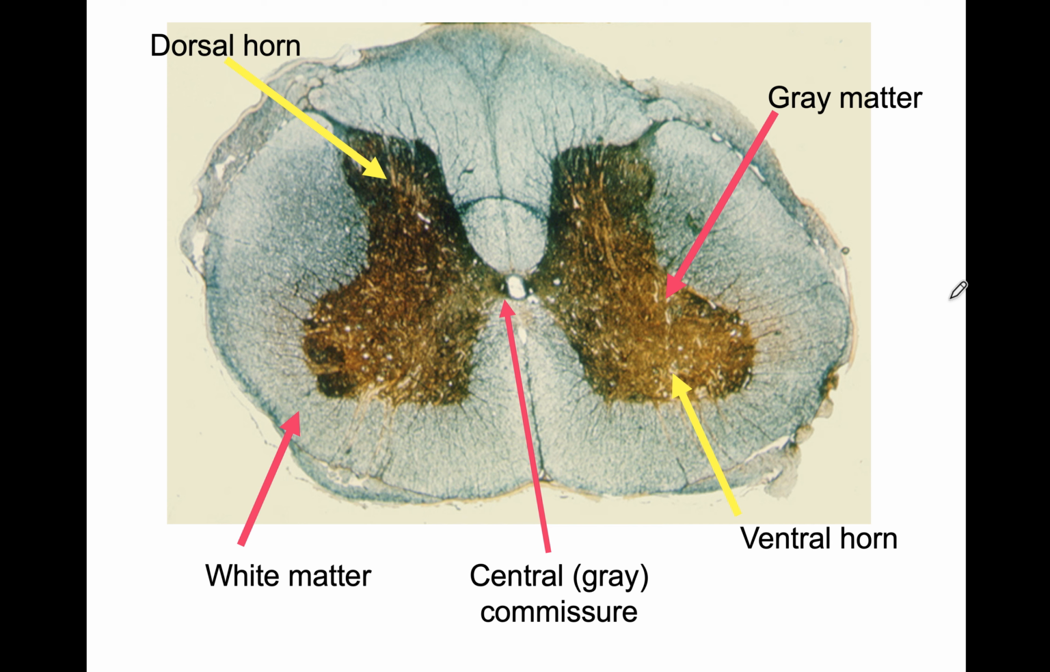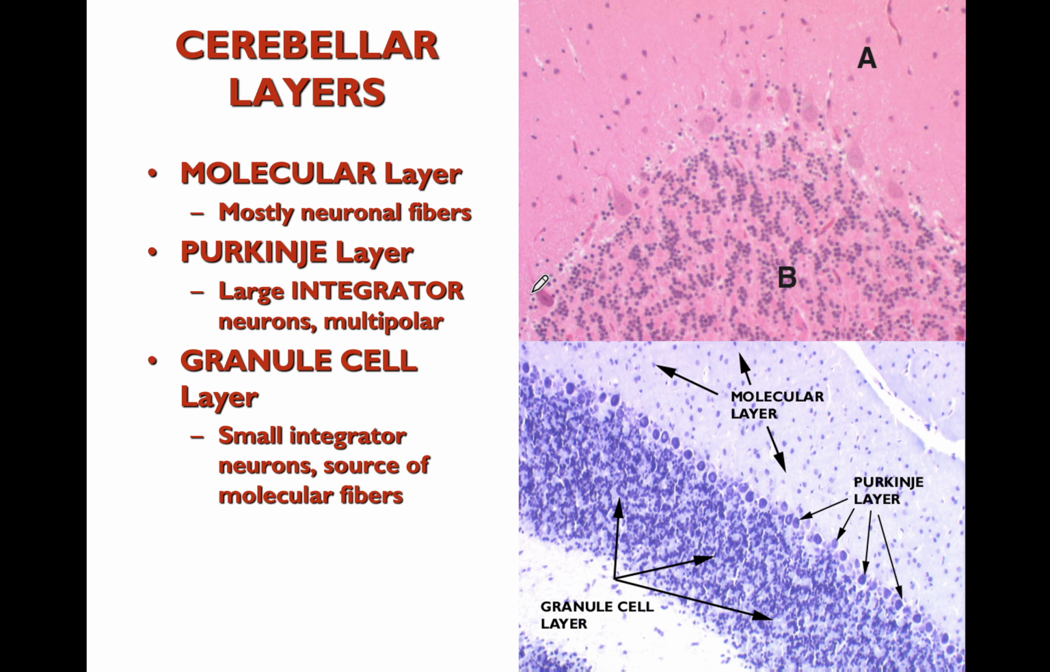We have the central canal here, a commissure here, and this central canal is surrounded by the ependymal cells. As I said before, with the blood vessels, they form the choroid plexus, which is responsible for production of the cerebrospinal fluid. Now we'll talk about the cerebellum.